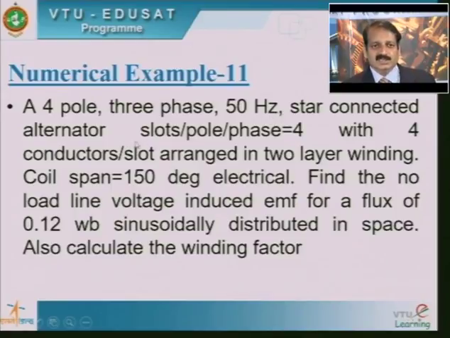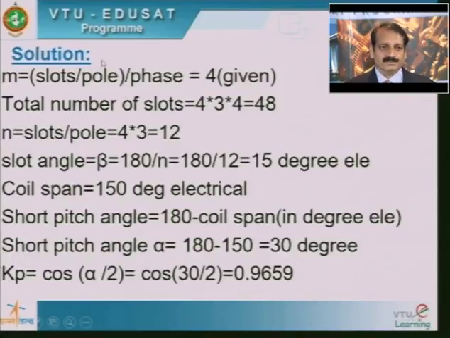In the numerical what we are going to consider now, we have a 4 pole 3 phase 50 hertz star connected alternator. Slots per pole per phase is 4 with 4 conductors per slot arranged in 2 layer. Coil span is 150 degree electrical. So, we know that if the coils are full pitch, coil span is equal to 180 degree. Since coil span is 150 degree here, it is the meaning that coil pitch is 150. So, that means coils are short pitched by 30 degree electrical. Find the no load line voltage induced EMF for a flux of 0.12 Weber, and also calculate the winding factor.